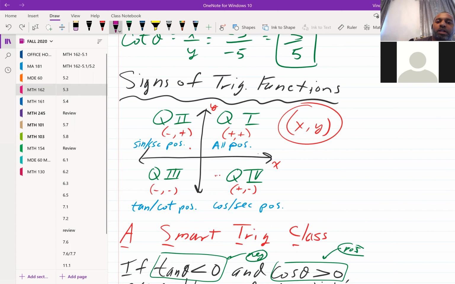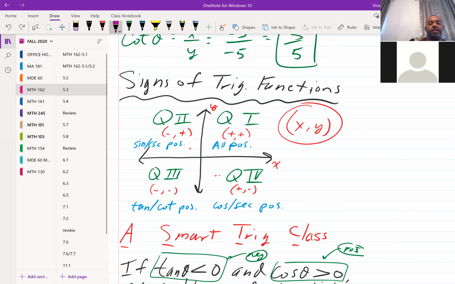But you see how in the first quadrant, all of your trig signs are positive. In the second quadrant, sine and cosecant are positive. Excuse me, sorry about that. Sine and cosecant are positive, thank you. In the third quadrant, tangent and cotangent are positive. And then in the fourth quadrant, cosine and secant are positive.